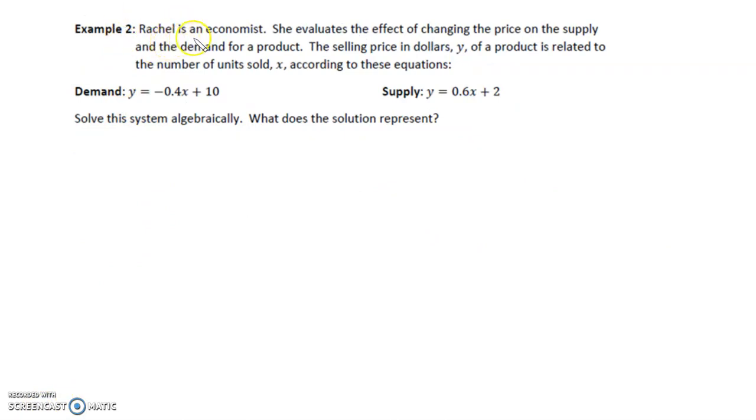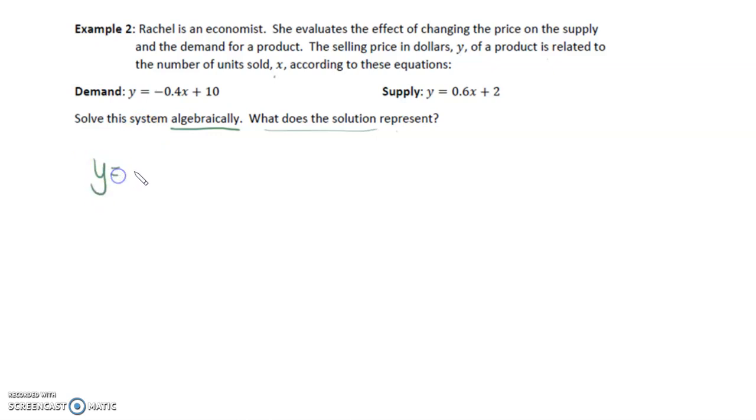Okay, example 2, Rachel's an economist. She evaluates the effect of changing the price on the supply and the demand for a product. The selling price in dollars, so y, of a product is related to the number of units sold, x, according to these two equations here. So this question wants us to solve this system algebraically. Okay, so we've been using substitution, so that's what we're going to do. And then we're going to talk about what the solution represents.